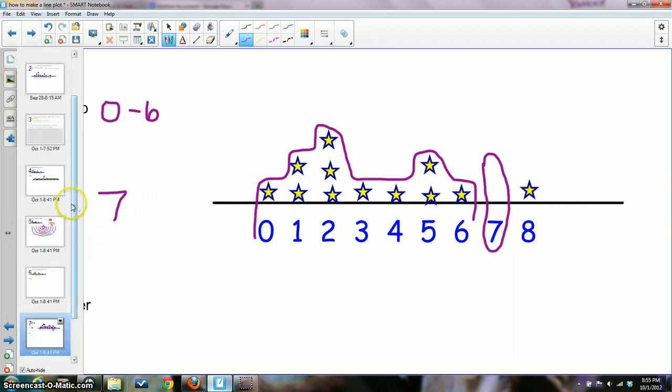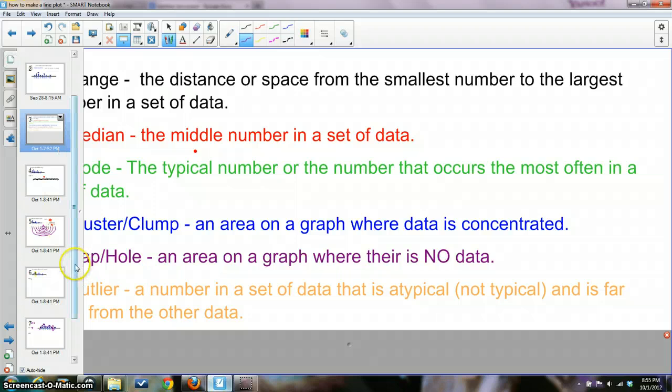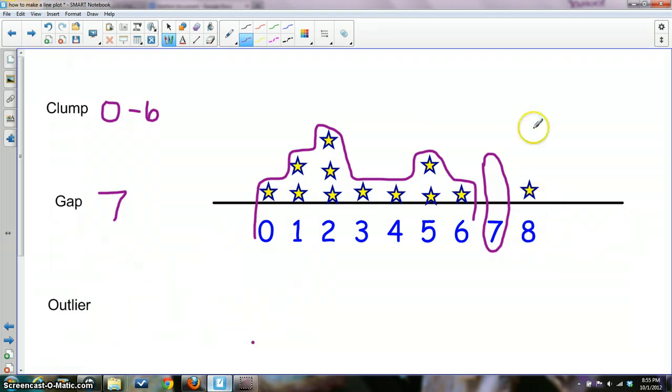The outlier is the place on a line plot or a graph that is way outside the rest of the information. So it's a number in a set of data that's atypical, not typical, and it's far away from the other data. I like to think of an outfielder for this word. Somebody in the outfield in baseball is usually catching the balls that fly way out from the rest. So in this one, you can see we have 8 is our outlier because it's away from the clump. So our outlier is 8. It means somebody read 8 books, just not a lot of people.